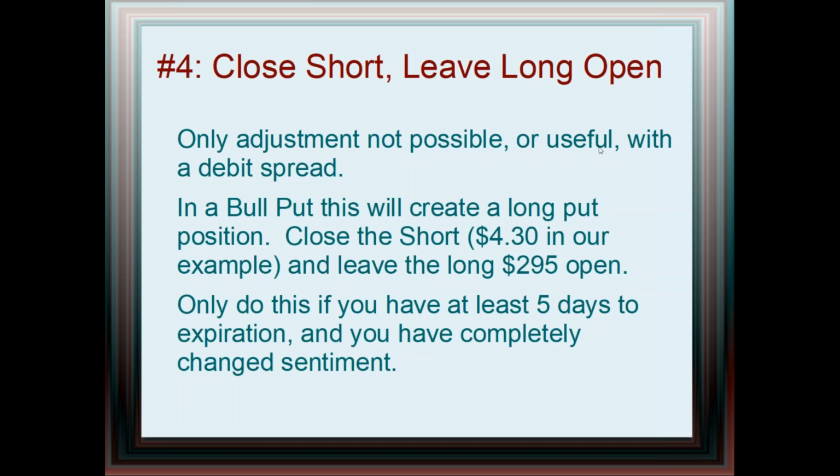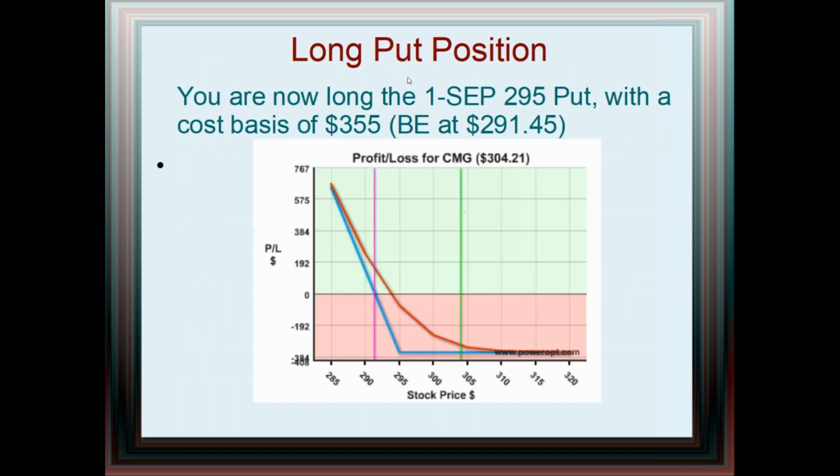So what do I do? I buy to close the short 300 put for 430. Now I keep the 75-cent net credit, so I now own a 295 put for 355. So that means my break even is at 291.45 on a stock that's bouncing around between 301 and 299. This isn't exactly the best one to do.